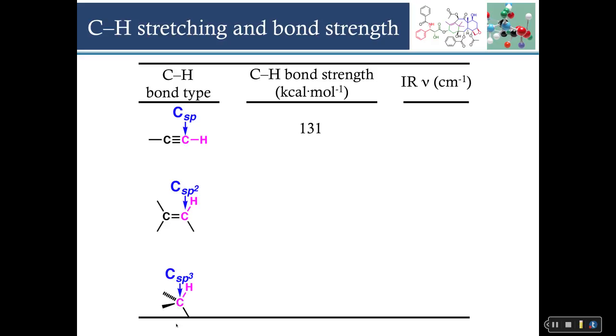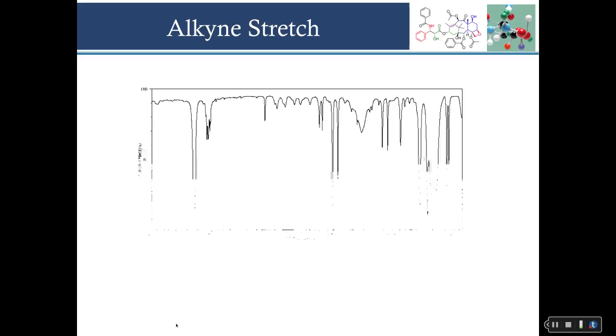So an sp hybridized carbon to a hydrogen, bond strength 131, we're going to observe a stretching frequency really quite high, around 3,300 wave numbers. Whereas when you move to an sp2 hybridized carbon-hydrogen bond, bond strength drops significantly. We see that just above 3,000 wave numbers. And then for the sp3 hybridized carbon-hydrogen bond, the weakest carbon-hydrogen bond, it's also going to be the lowest energy stretching frequency, and we see values just below 3,000 wave numbers.